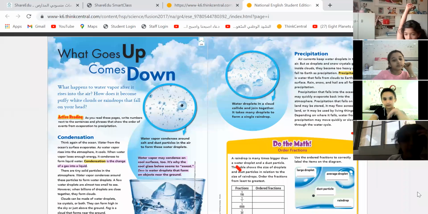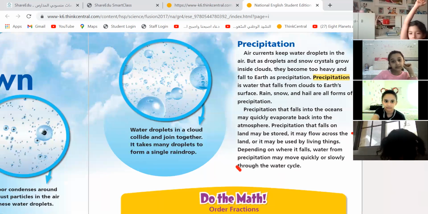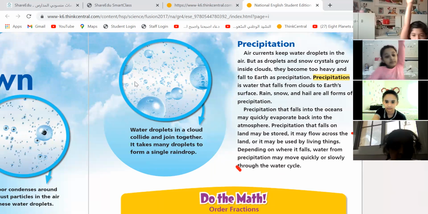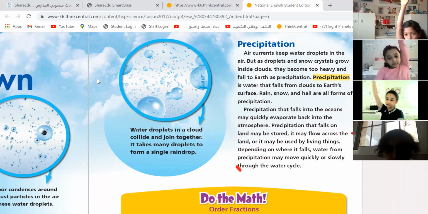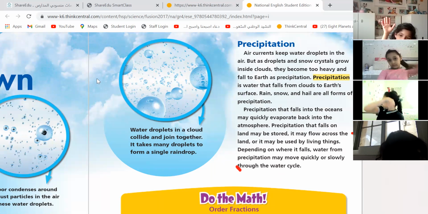Now, what about precipitation? What is precipitation? When the water condenses up in the sky, they form liquid particles, okay? They form liquid droplets. But when they are very heavy and very loaded up in the sky, in the cloud, precipitation will happen.